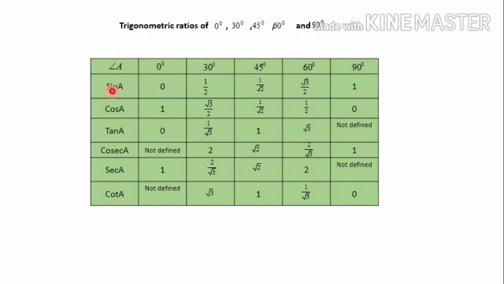Let's read it. Sin 0 is 0. Sin 30 is 1 by 2. Sin 45 is 1 by root 2. Sin 60 is root 3 by 2. Sin 90 is 1. Similar way we can read cos, tan, cosec, sec and cot values.